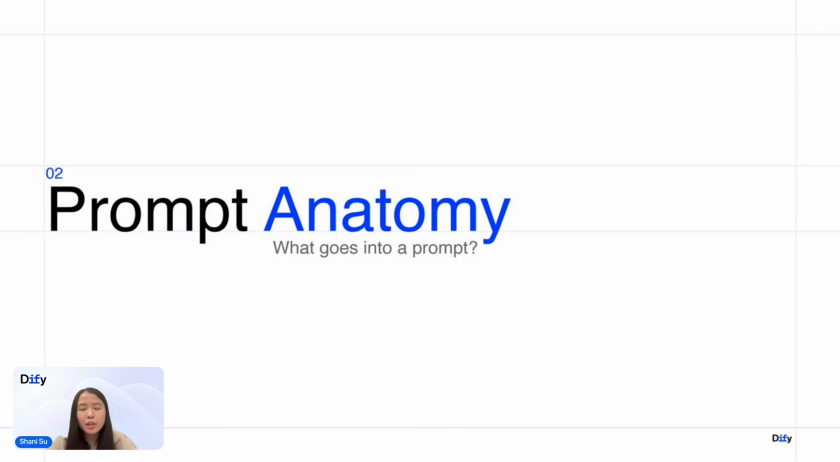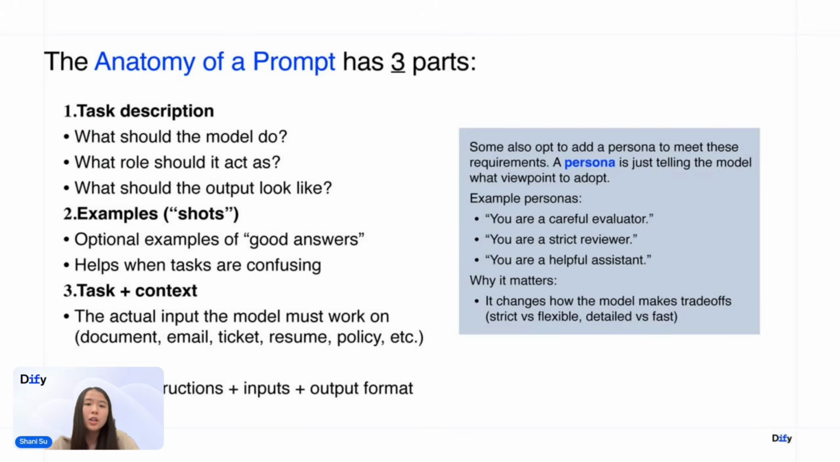Now I want to dive a little bit into prompt anatomy. What exactly goes into the prompt that we send to an LLM? The anatomy of a prompt has three main parts: the task description, the examples, and the task and context. Task description is the main part of the prompt. It describes what the model should do, what role it should act as, and what the output should look like. Some people also opt to add in a persona to meet these requirements.